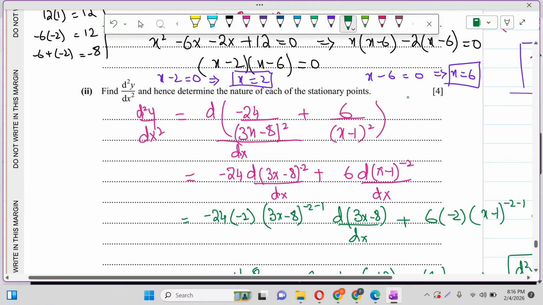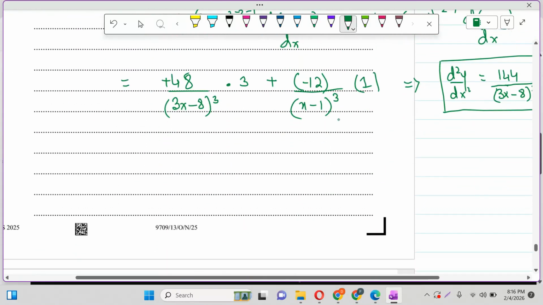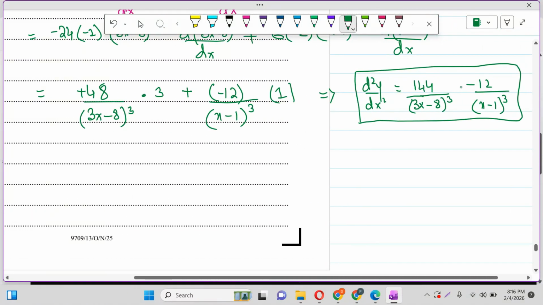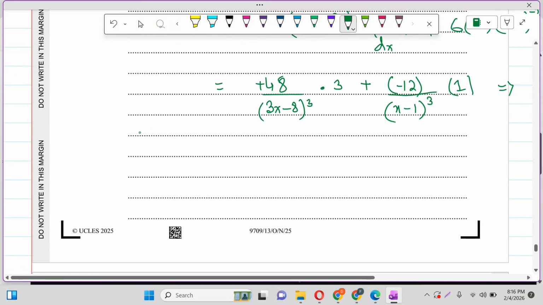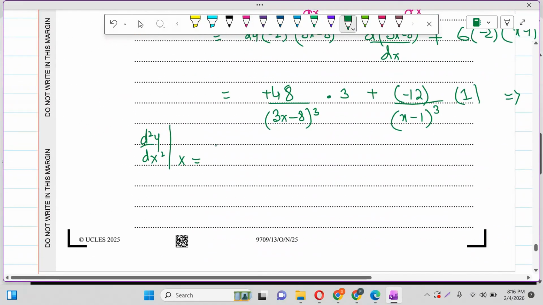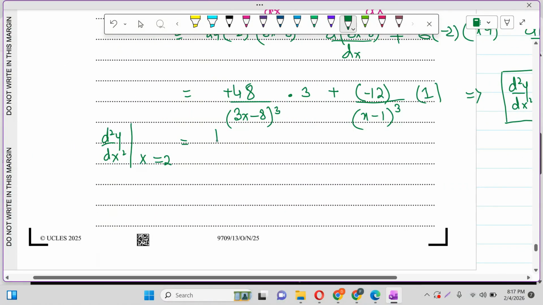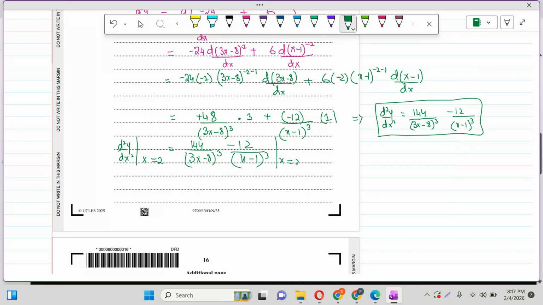So this is the second derivative of the curve equation. Now we need to find the nature of the stationary points, and we have the x coordinates of the stationary points, which are 2 and 6. So plugging the x coordinate of the stationary point into the second derivative, we will find the nature of the stationary point. So the second derivative with respect to x, when x is equal to the first x coordinate, which is 2, is equal to 144 over (3x minus 8) whole cube minus 12 over (x minus 1) whole cube when x is equal to 2.